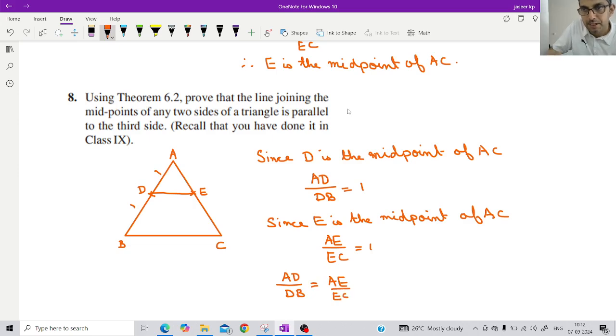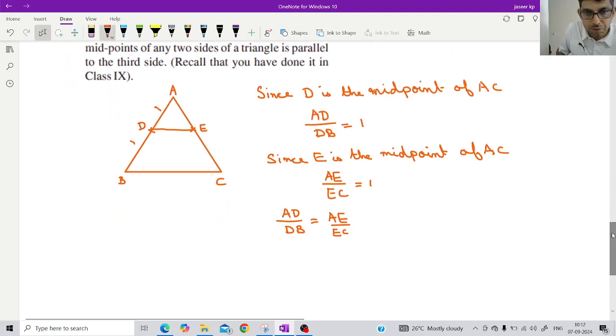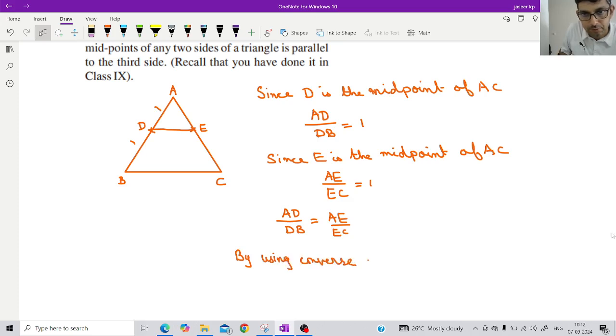Now, by using the converse of the basic proportionality theorem, we can conclude that DE is parallel to BC. So the line joining the midpoints of two sides will be parallel to the third side. That is what we are asked to prove.